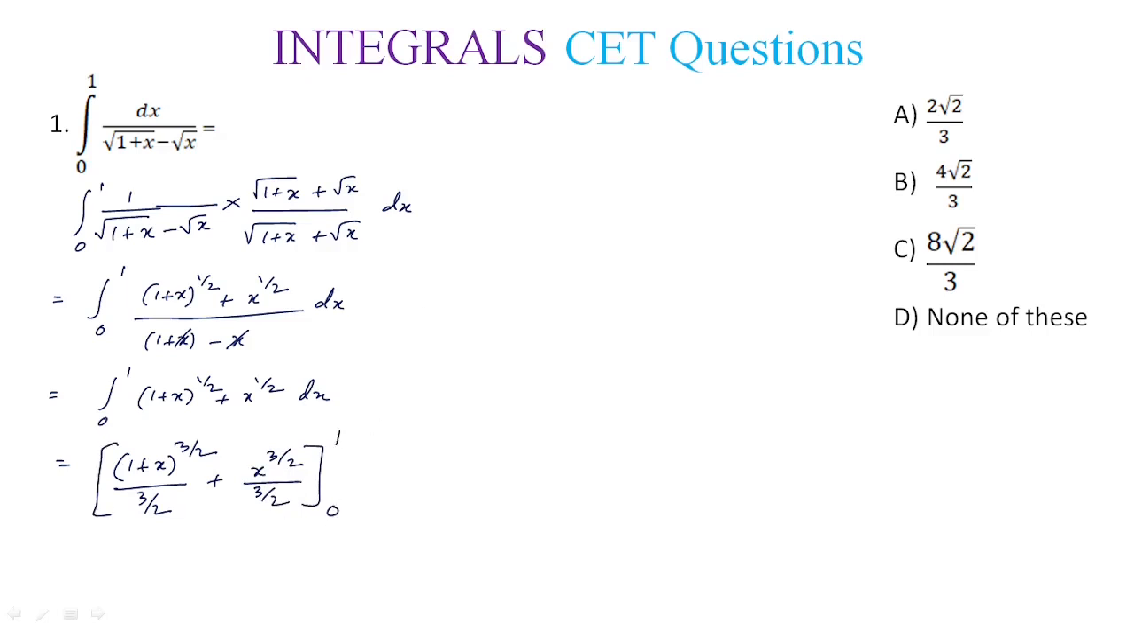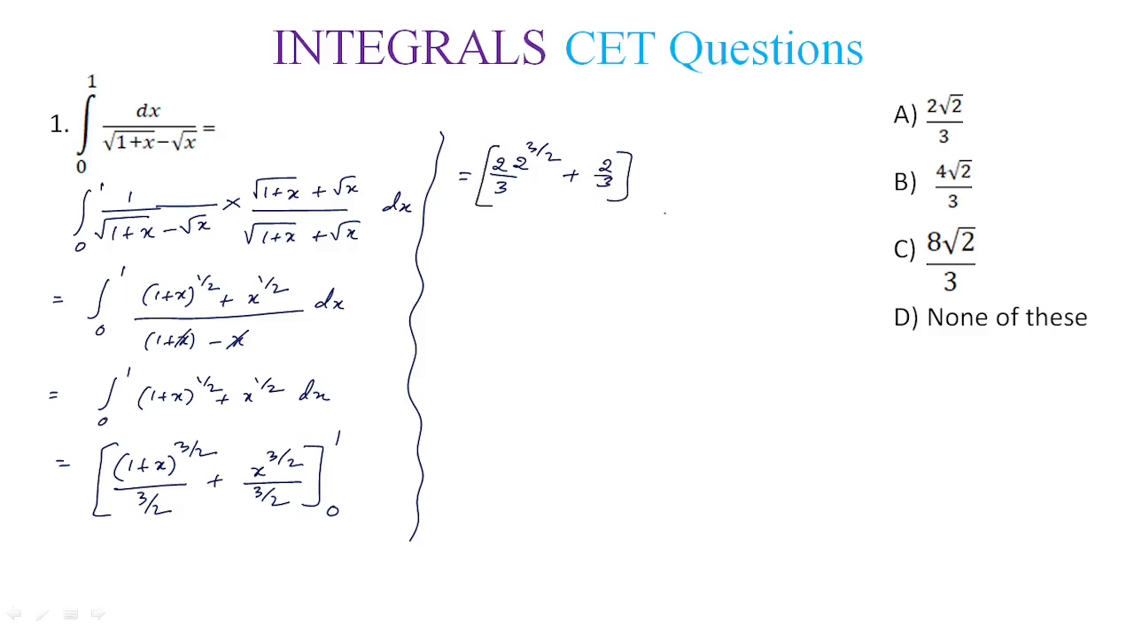Now substituting upper limit 1, 1 plus 1 is 2, 2 to the power of 3 by 2 upon 3 by 2 can be written as into 2 by 3, plus substituting 1, 1 to the power of anything is 1, upon 3 by 2 is there. It is like into 2 by 3. This is the upper limit substitution.